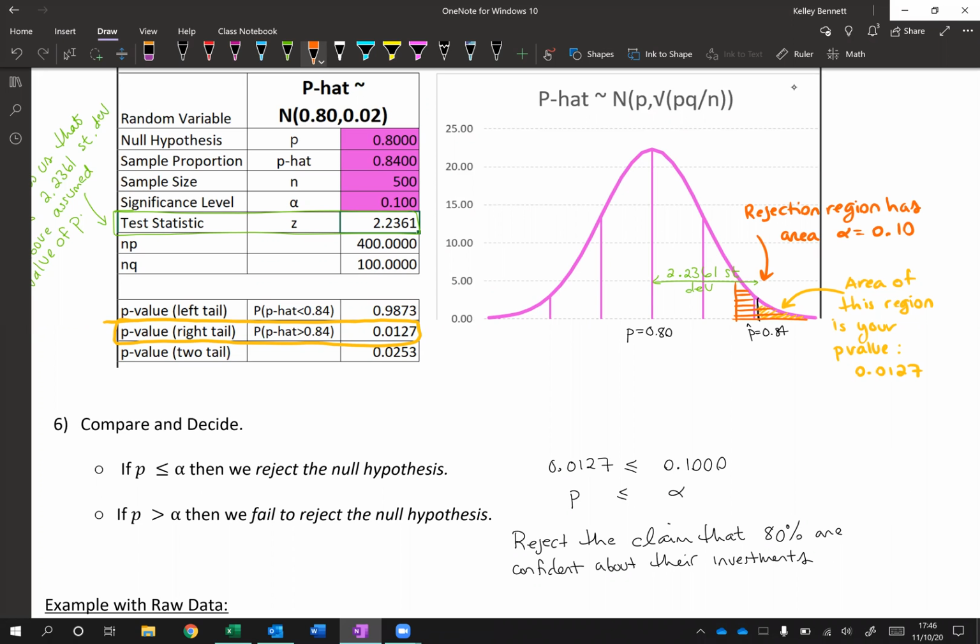So the orange region, the rejection region, is bigger in area than the area given in our p-value. So of course that means that X bar must then fall into the rejection region. So therefore we reject the claim that 80% are confident about their investments.